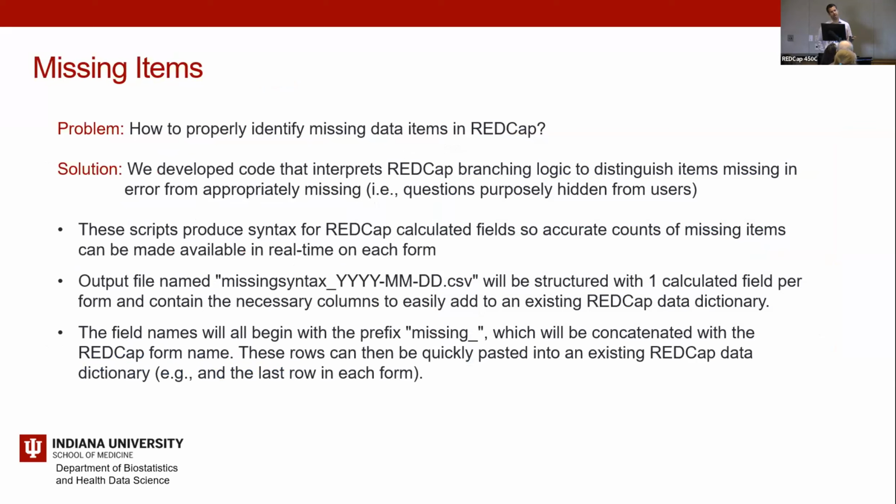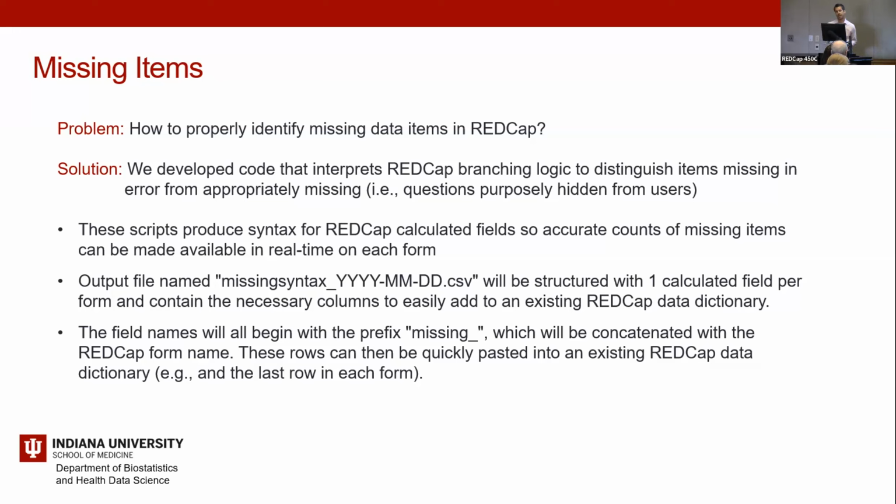One other thing that I wanted to talk about today was missing items. This is something we run into quite a lot in our projects and with our collaborators: how do we properly identify missing data items in REDCap? Our solution was, again, to develop an R script that interprets REDCap branching logic to distinguish items missing in error from those that are appropriately missing, right? If something is branched and the user never sees it, it's going to be missing, but we don't want to count that as a missing item per se.